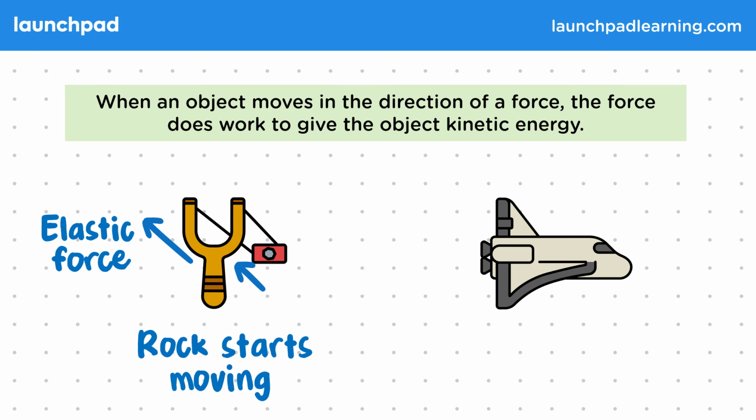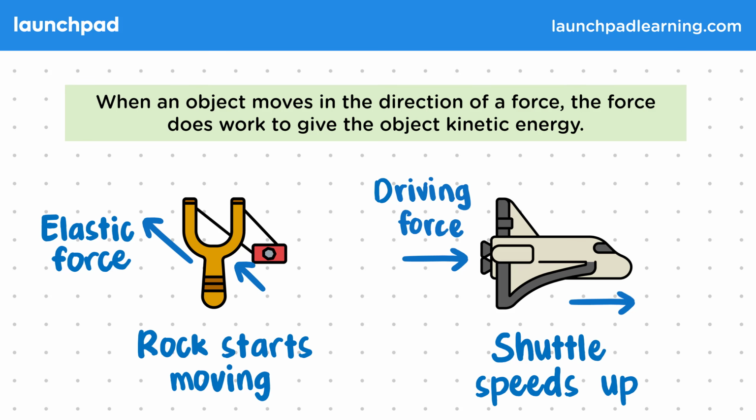Then let's consider a space shuttle that's slowly drifting forward in space with a small amount of kinetic energy. If its engines then provide a driving force in this direction, then the engines are transferring chemical energy from the fuel to the shuttle. This increases its kinetic energy, making it speed up. But what about when the force is in the opposite direction to an object's motion?